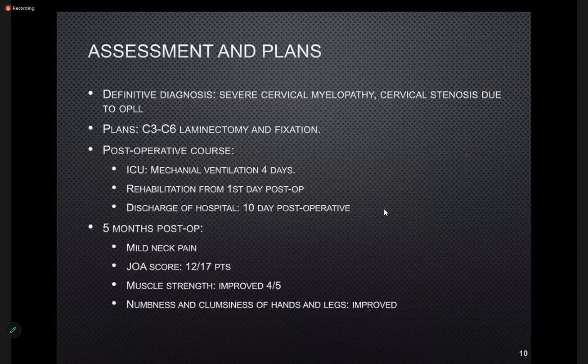Assessment and plan. The definitive diagnosis: this patient has severe cervical myelopathy, cervical stenosis due to OPLL. Our plan is C3 to C6 laminectomy and fixation. On the postoperative course, the patient was treated in ICU for 4 days with mechanical ventilation. He received rehabilitation from the first day postoperative and was discharged from our hospital on the 10th day. At 5 months postoperative, he has only mild neck pain. The JOA score is 12, increased. The muscle strength improved to grade 4, and numbness and weakness of hand and leg improved.